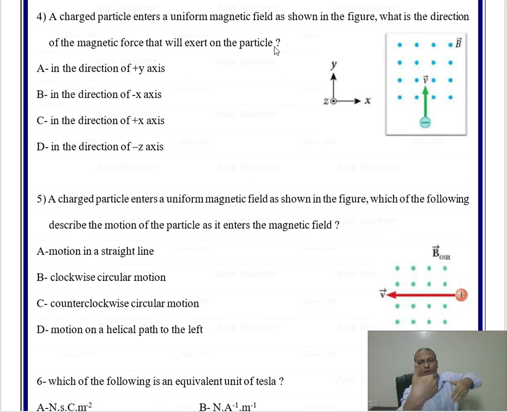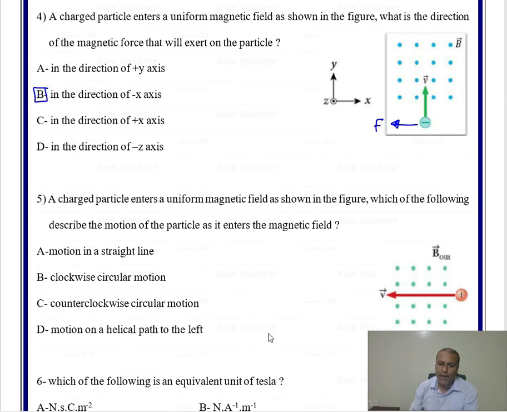This is positive or negative? It's negative, with backhand, in this direction. You can make it with your hand. You will see the force in this direction. This direction means negative X direction, in the direction of negative x-axis.